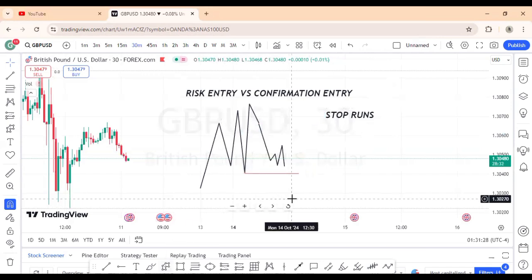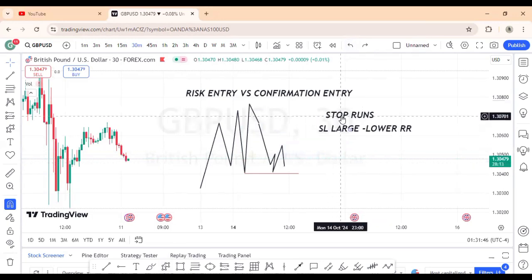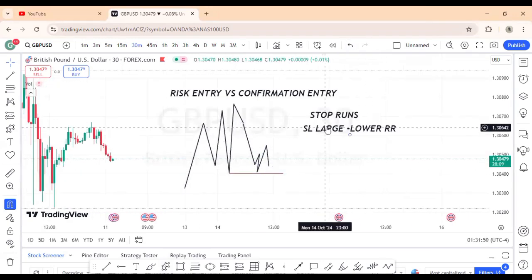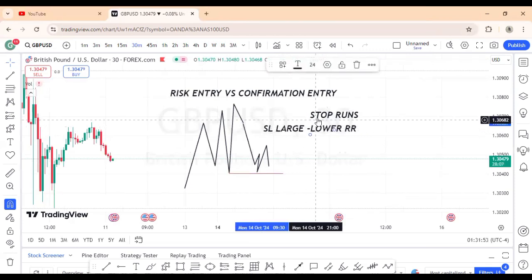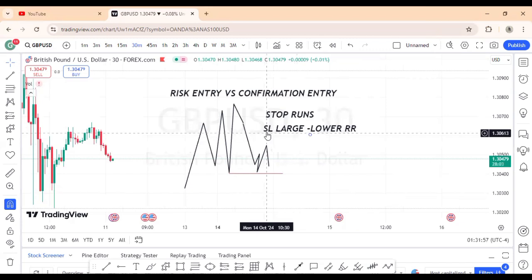Now the major advantage of risk entry, right? This is the major advantage now. I want you guys to also understand this. I'm just laying this out, right? I've spoken about the reasons why people use confirmation entry. I've explained that the two major challenges that cause risk entries are stop runs and a large stop loss, right? You're using a bigger stop loss, which might lead towards a lower RR. So your risk reward might be lower.